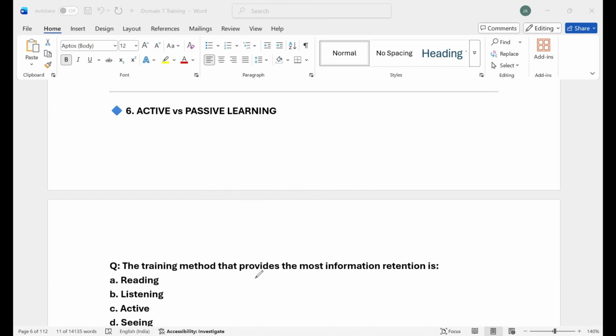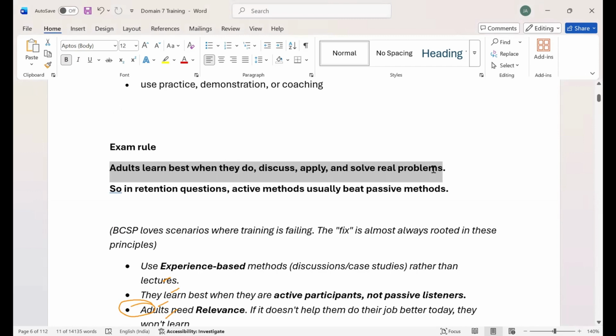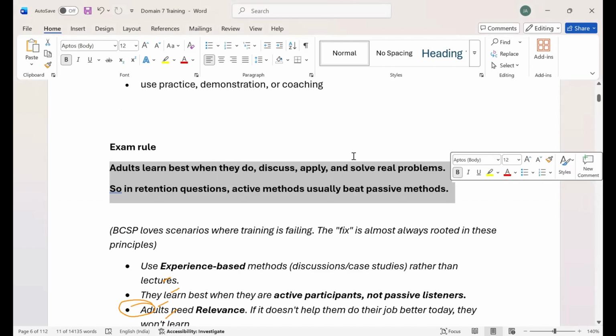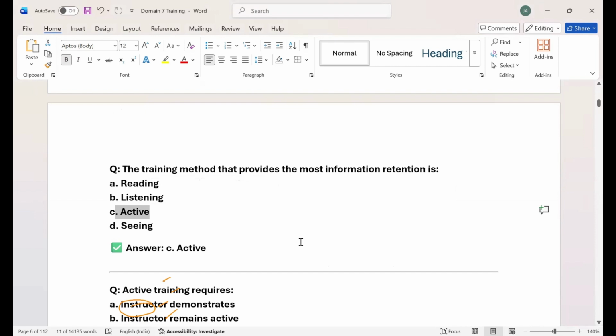The training method that provides the most information retention is reading, listening, active, or seeing. You know that. We have already discussed active learning methods: doing, then teaching, then demonstration. Adults learn best when they do, discuss, apply, and solve real problems. So in a retention question, active methods usually beat passive methods. So what is an active method? Active methods are where we are actually doing it ourselves.